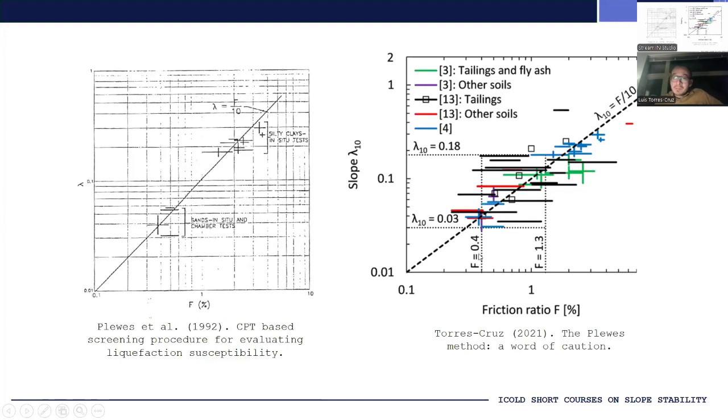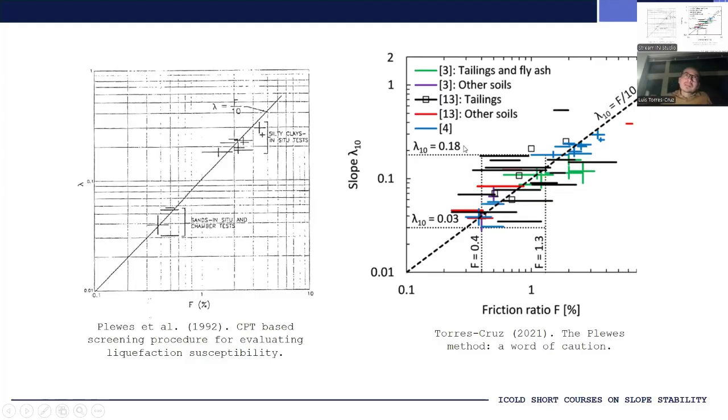So for example, if your friction ratio is anywhere between 0.4 and 1.3, then what the data is saying is that lambda can be anywhere between 0.03 and 0.18. So from 0.03 to 0.18, that is a range of 0.15. How big a range is that?